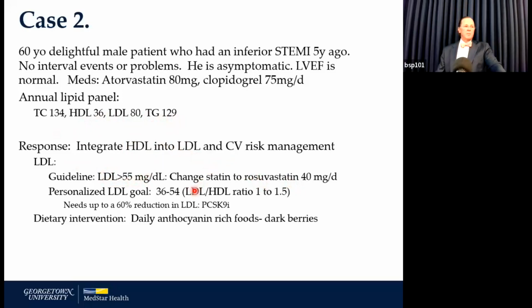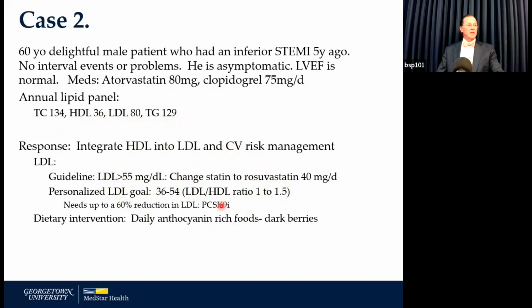Atorva 80 is a good drug, but rosuva 40 is better, and I might as well not leave anything on the statin cutting room floor. But I'm going to personalize his LDL goal. His LDL goal for me is 36. And that's to get to this ratio of 1 to 1.5. I need a 60% reduction in LDL from 80 to 36.